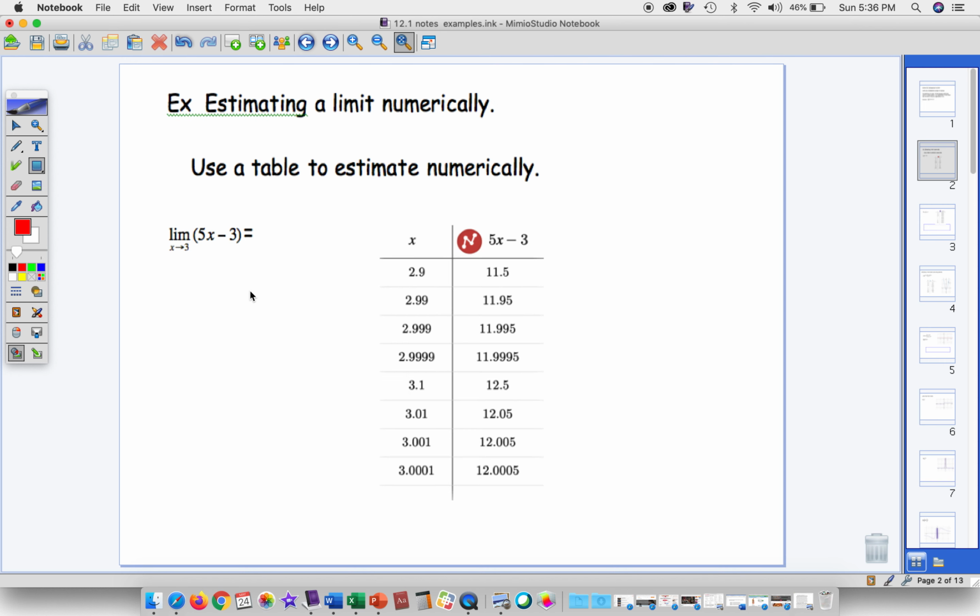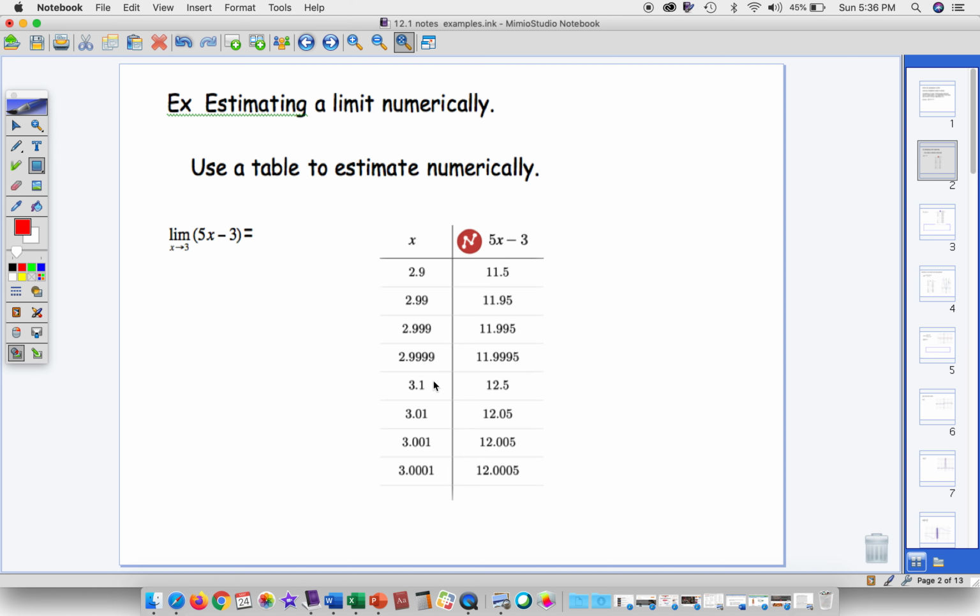So first we're going to look at how to estimate a limit numerically, and we're going to use a table. I started off with something that you can identify with: 5x minus 3, we all know that's a line. As x approaches 3, we're going to look at the values on either side of 3. From the left, as we get closer and closer to 3, we have 2.9, 2.99, and so on. And you can see what those y values are approaching.